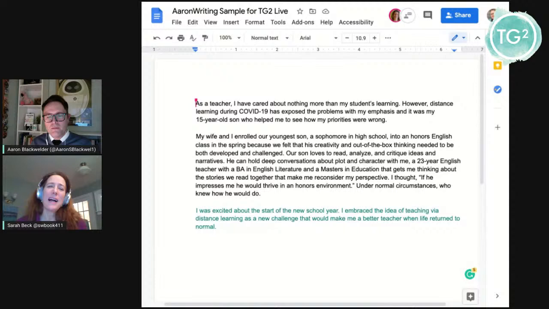So as a reader, when I read this, I feel like that last sentence, "under normal circumstances, who knew how he would do," is kind of suspenseful in a good way, and is setting the reader up for an introduction to your son and some of his struggles, and sort of a brief character sketch, maybe a sentence or two that describes how he normally is at the start of the school year, and then how he was in this virtual world.